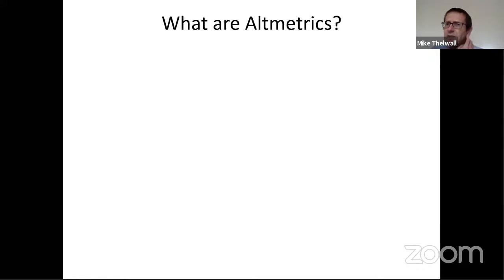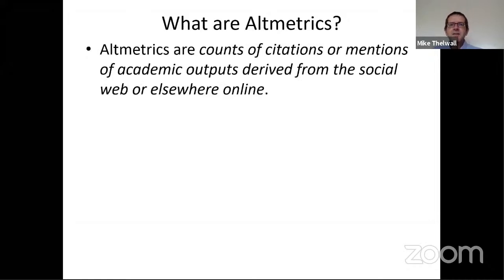So what are altmetrics? I don't know whether you've heard of altmetrics before, so I'll give a brief introduction. Essentially, they're counts of either citations or mentions of academic outputs derived from the social web or elsewhere online. Whereas the traditional citation count only counts citations from journal articles, usually, sometimes also books, in databases like the Web of Science or Scopus, altmetrics counts citations from the web as well.